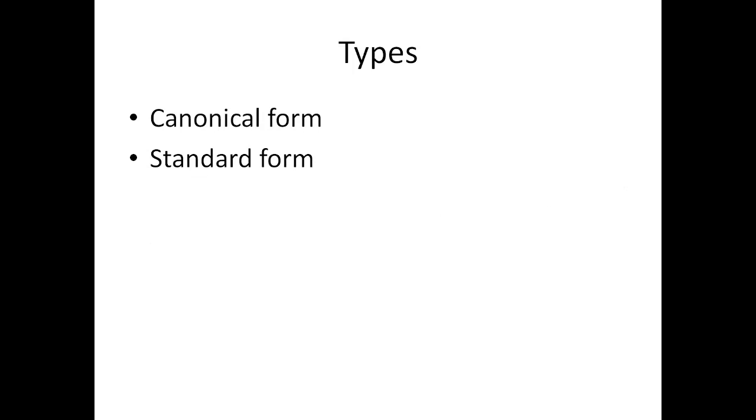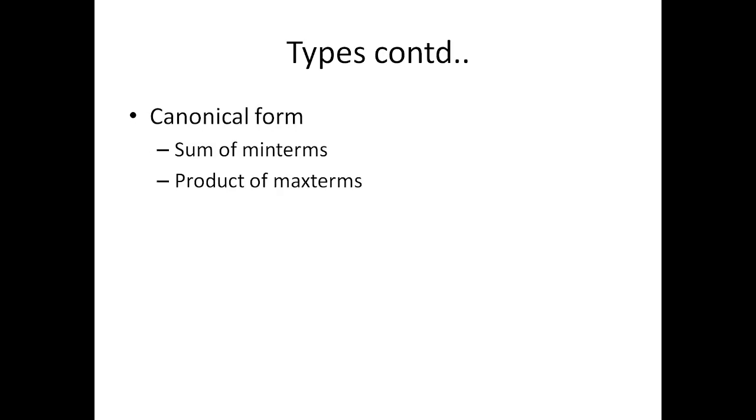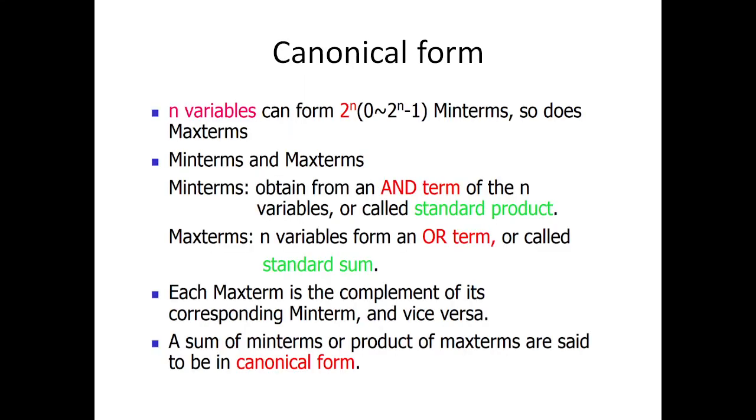What are the types of Boolean function? It is basically of two types: one is the canonical form and the other is the standard form. The canonical form is further classified into sum of min terms and product of max terms, and the standard form is further classified into sum of products and product of sums. First we will discuss the canonical form, and after that the standard form.